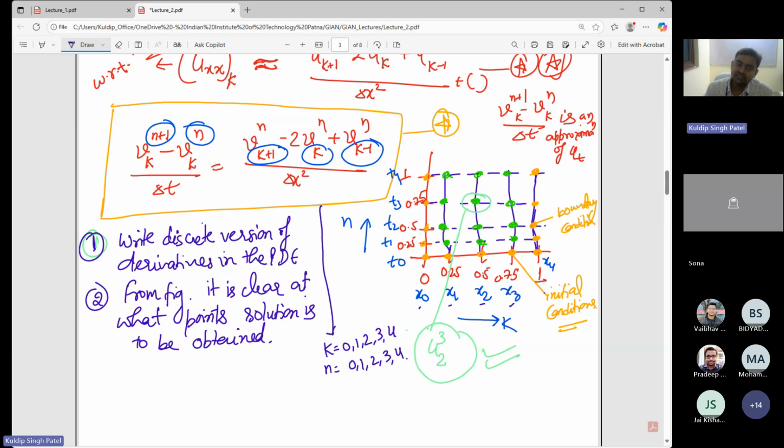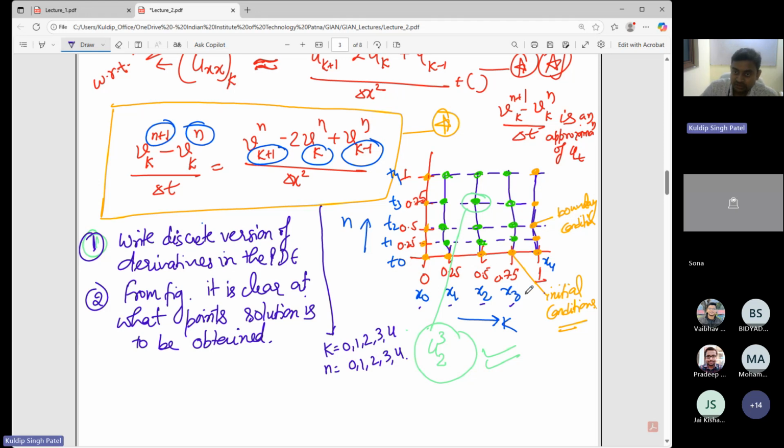So we know the value of k and the value of n. We have written the discrete version of the derivatives involved in the PD. From the figure, we know where we need to solve. If you ask what if I want the solution at 0.55, then you have to take more grid points in the x direction. If you want the solution at time 0.55, you have to take more grid points in the time direction.